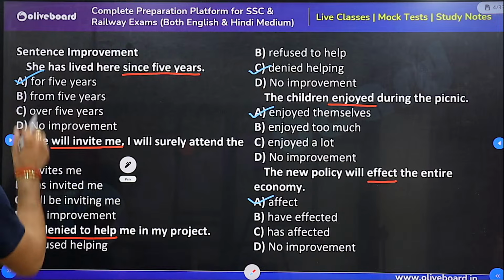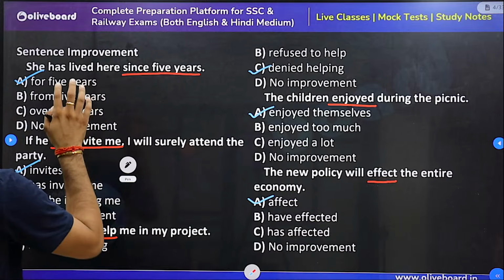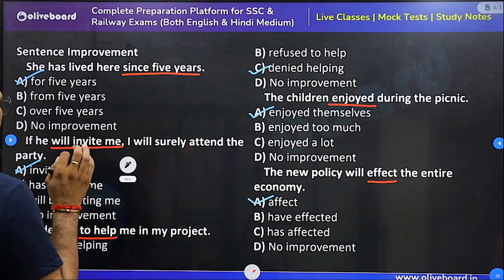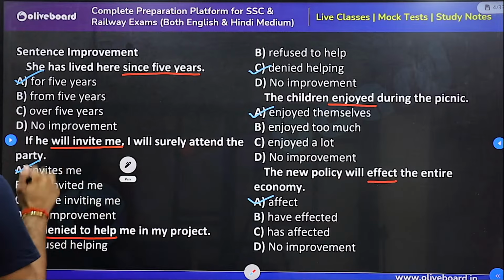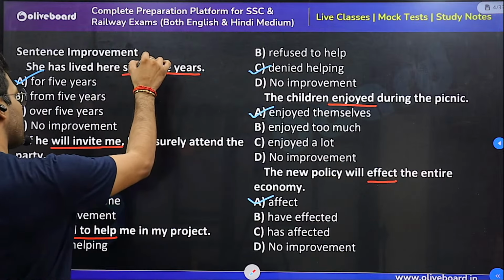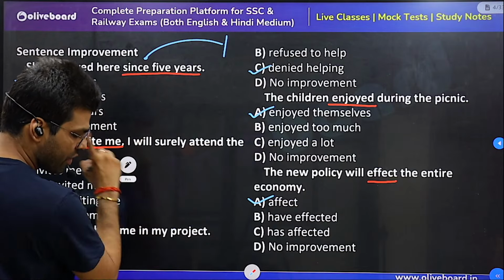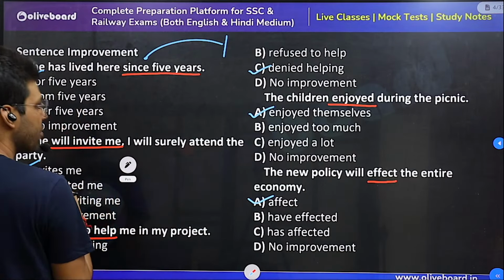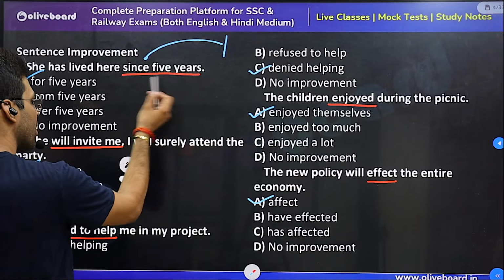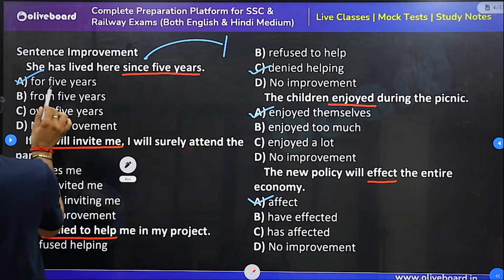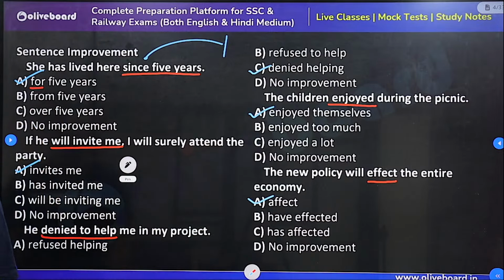Okay. She has lived here since... and for. Common errors in examinations. Since is used for the starting point of time when the action started: since 1995, since Monday, since June, since 2005. For duration of time, like 5 years, 2 hours, we use for. So not since, for. Okay, that's quite common in the native tongue.